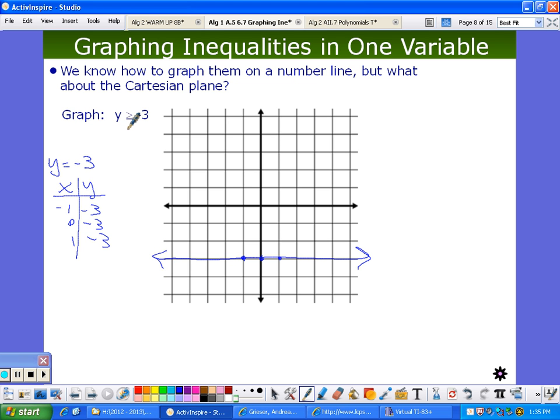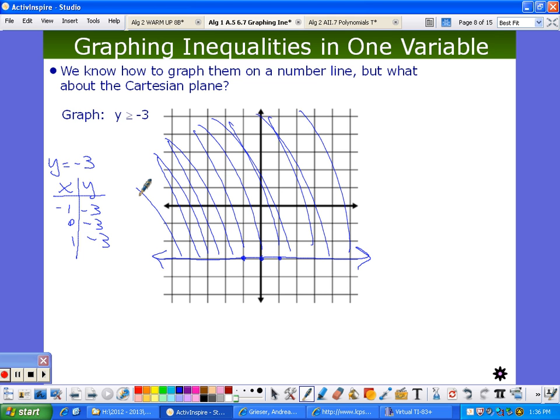Now this one, let's think just using our heads right now. Where are the y's bigger than negative 3? Here's negative 3. Are they down here? No, these are smaller. Where are the y's bigger? Above. So we're going to shade all the points above.